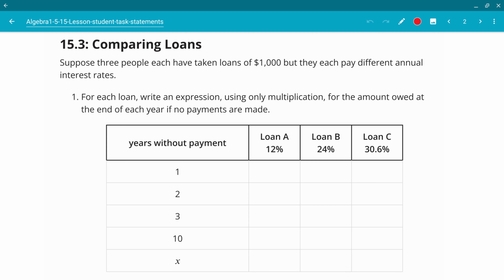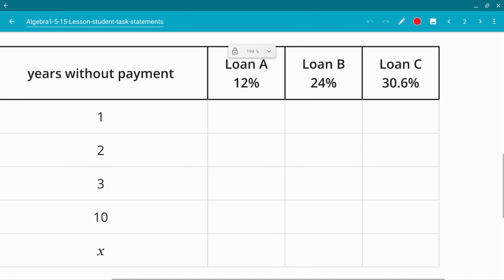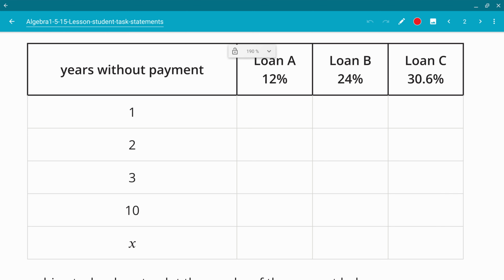Suppose three people each have taken loans of $1,000, but they each pay different annual interest rates. For each loan, write an expression using only multiplication for the amount owed at the end of each year if no payments are made. Okay, so if we're not making any payments at all, we're starting out with $1,000.